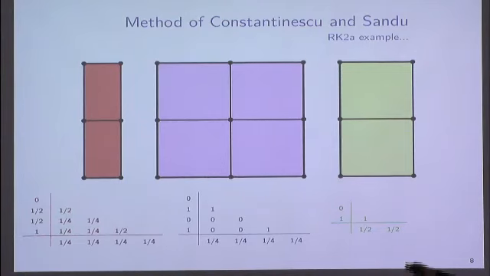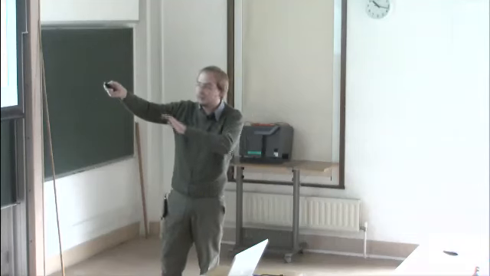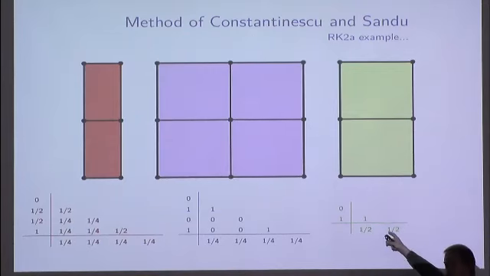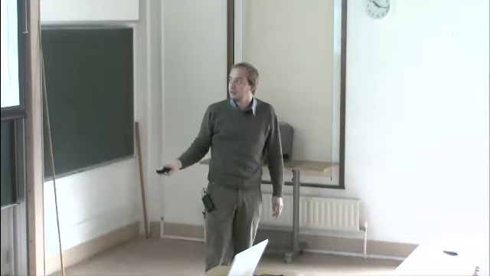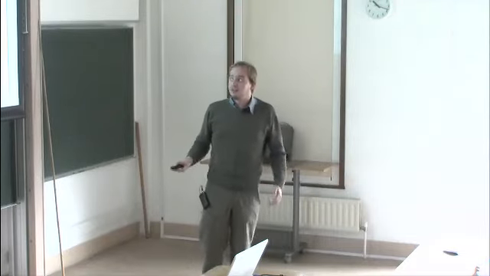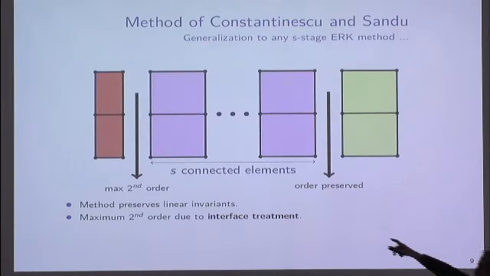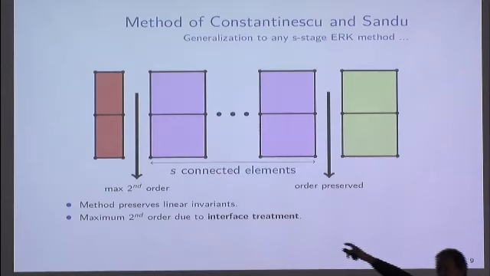So actually, for the red elements, we will have 4 stages. After that, we repeat twice. Actually, the blue Butcher tableau is twice the green one, repeated. And if you apply this one on the green elements, you would find that two steady state residuals are exactly the same in this method. So it's therefore that you can write here only the Butcher tableau with 2 stages. So in general, we need S connected elements, and as I said, we have only second order due to interface treatment. It's actually between the buffer and the smaller group that we lose the convergence.